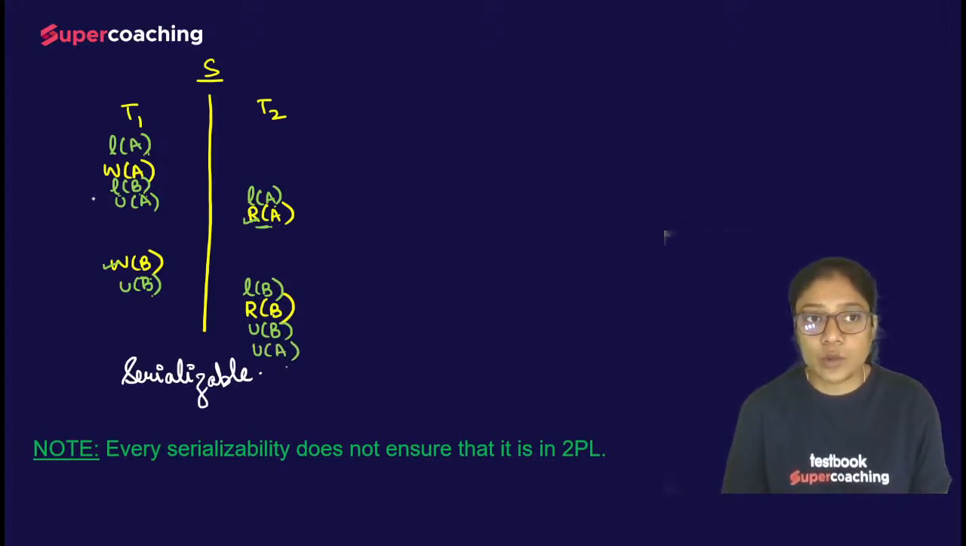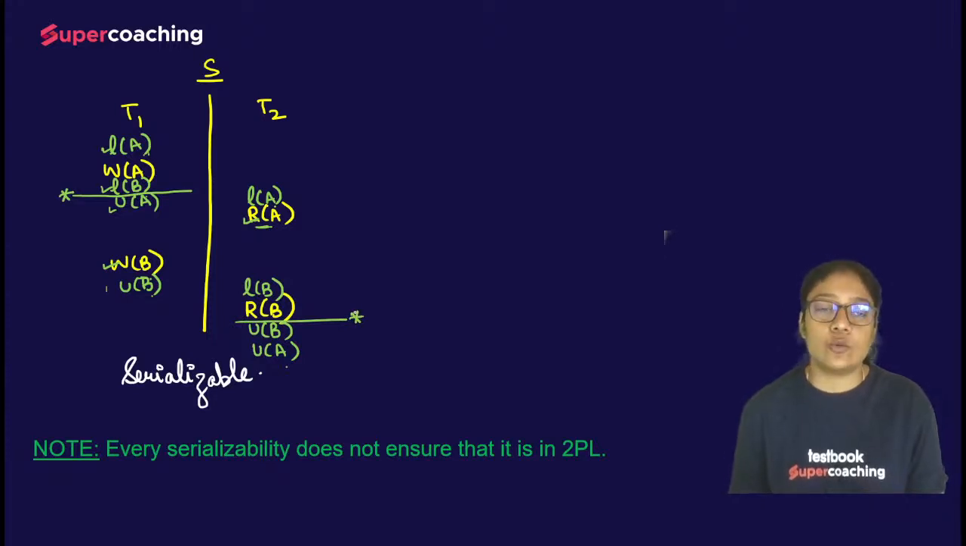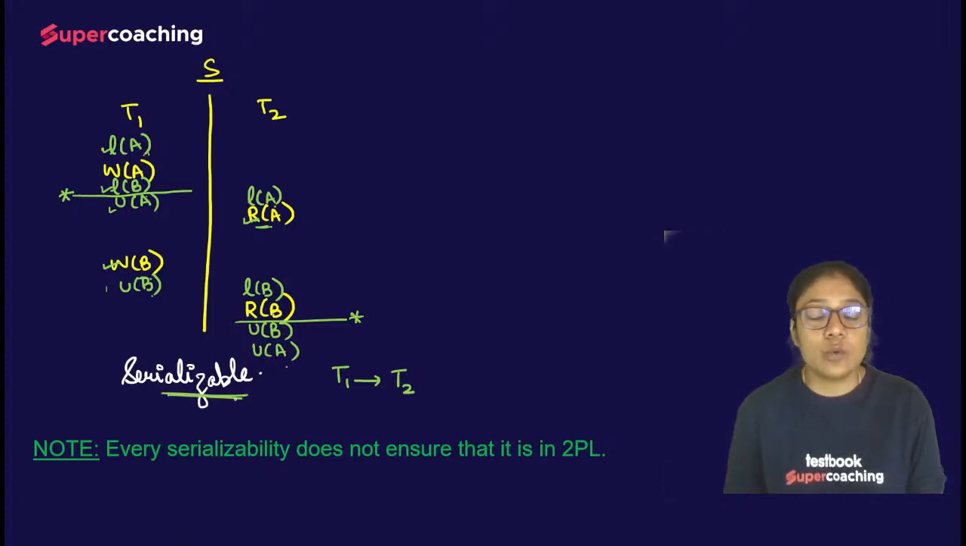So have you observed here, first of all, locks and locks are coming up and then unlocking. So here is the lock point. This is the lock point for the transaction T1. Here is the lock point for transaction T2. What is the serial order? It is equivalent to T1 to T2. So a serializable schedule is allowed to execute in 2PL.